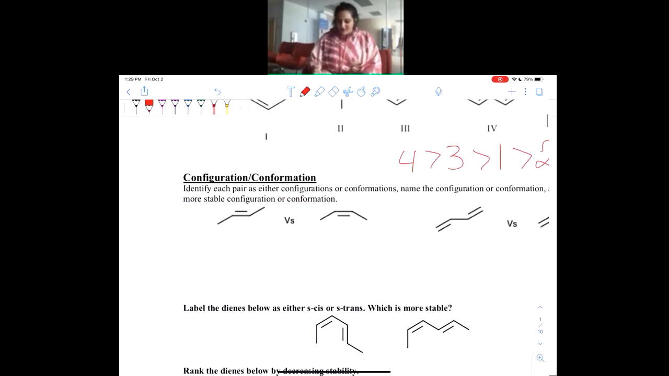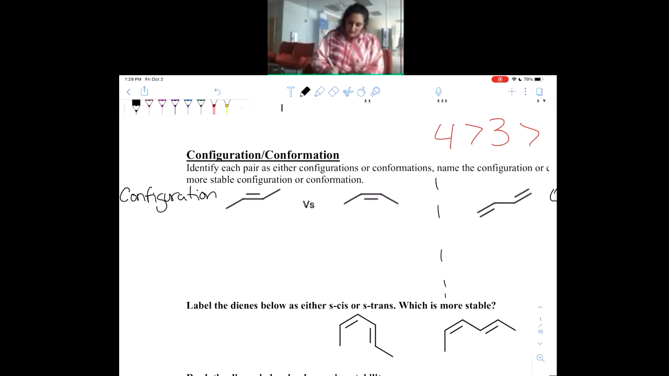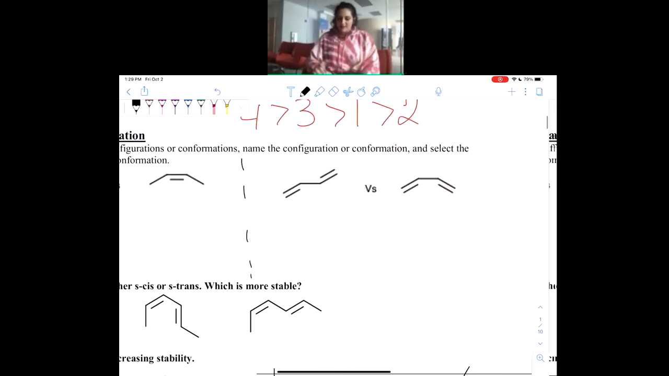Sorry, I feel like I'm going to sneeze. Anywho, I'm going to draw a line right here. This side is configuration, and this is something we've seen in Orgo 1. And then this side right here is conformation.